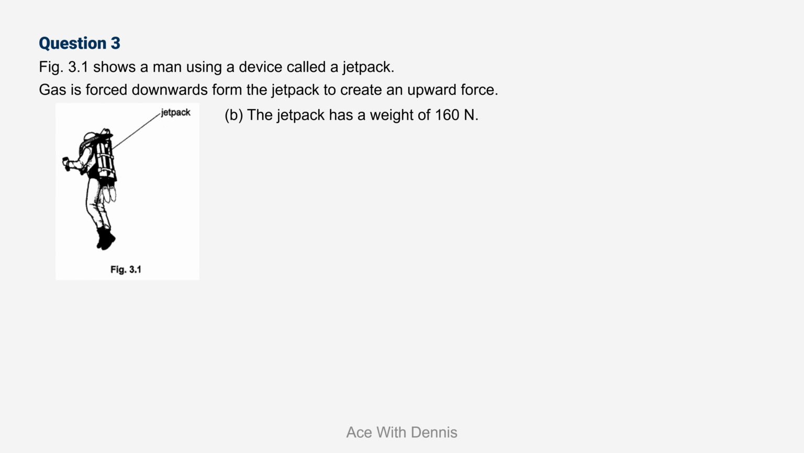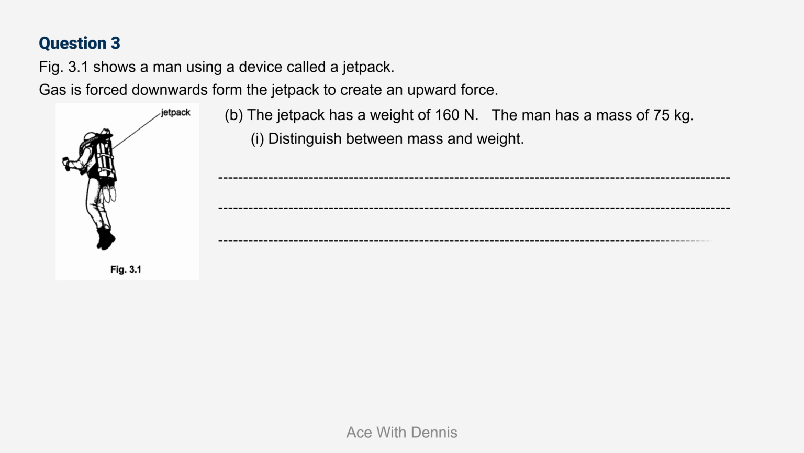B. The jetpack has a weight of 160 newtons. The man has a mass of 75 kilograms. 1. Distinguish between mass and weight. 2 marks. So to answer this question, we can distinguish between mass and weight from different perspectives.